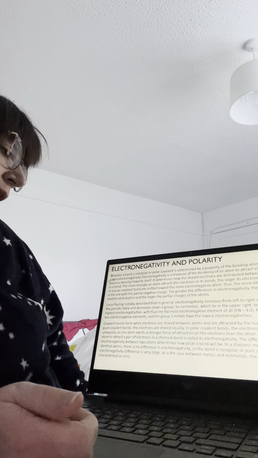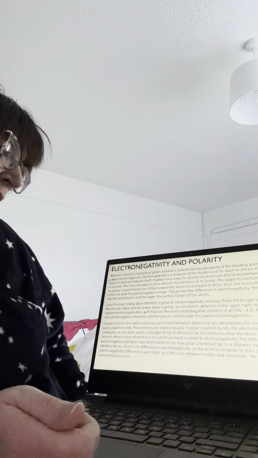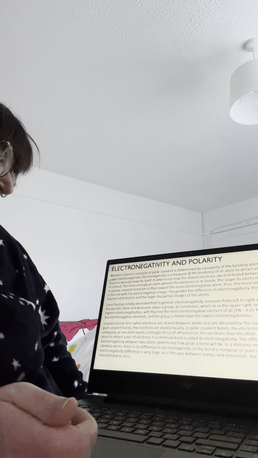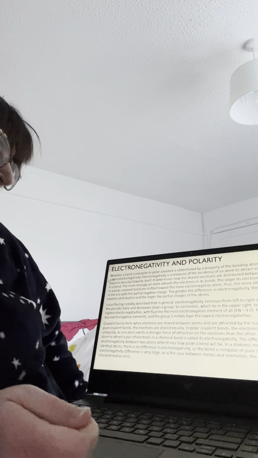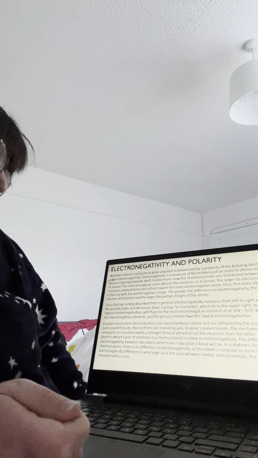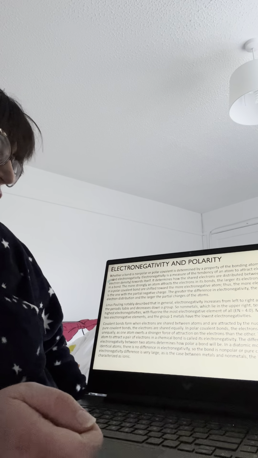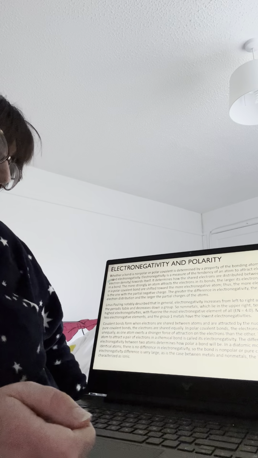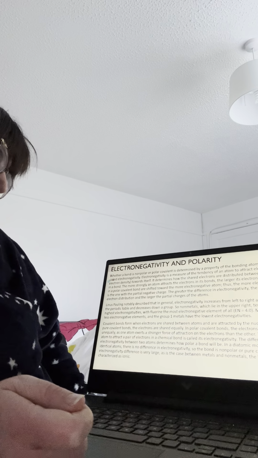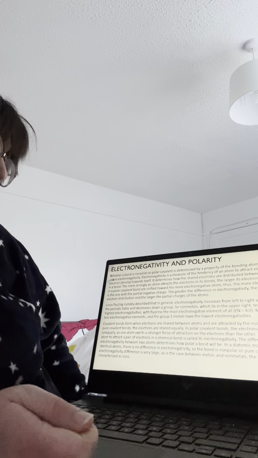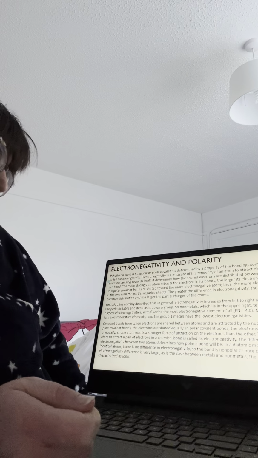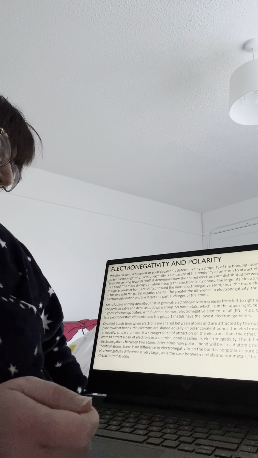Covalent bonds form when electrons are shared equally between atoms and are attracted by the nuclei of both atoms. In pure covalent bonds, the electrons are shared equally. In polar covalent bonds, the electrons are shared unequally as one atom exerts a stronger force of attraction on the electrons than the other. The ability of an atom to attract a pair of electrons in a chemical bond is called its electronegativity. The difference in it between two atoms determines how polar a bond will be.